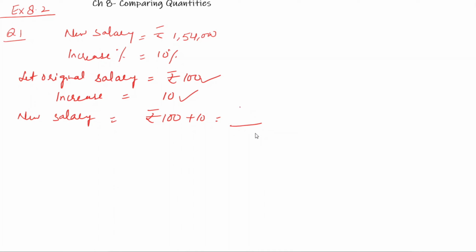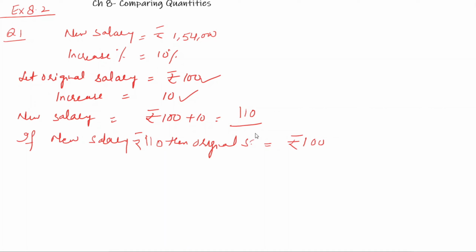So here we can find using the unitary method. If new salary is rupees 110, then the original salary is rupees 100. Okay, earlier I said it the other way, that was a mistake, because the new salary is after the increase. If it is 110, then your original salary is rupees 100. Fine.